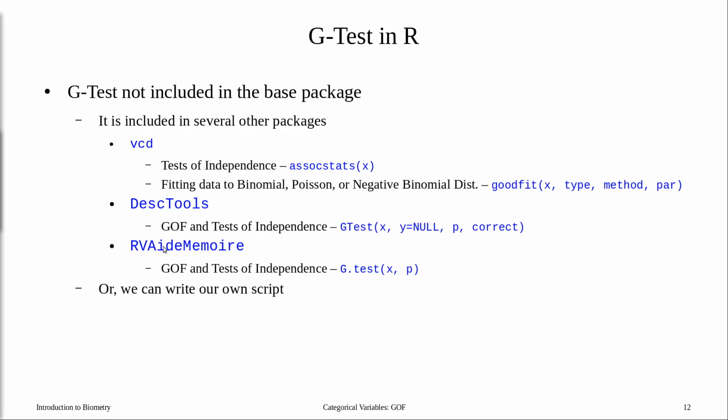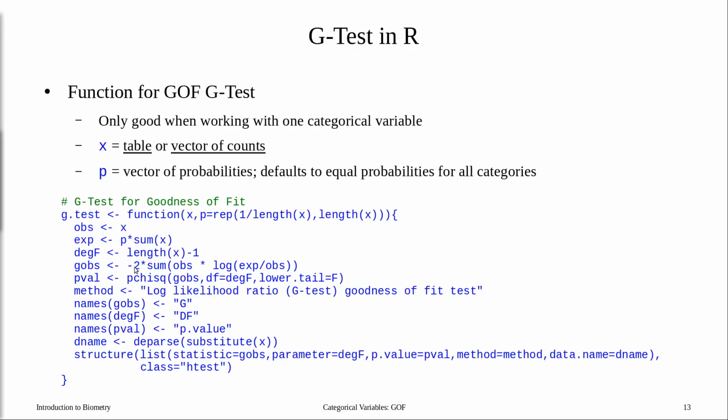So our alternative, instead of using a G test built into one of these packages, is that we can write our own script, and that's what I did here. This is going to be our function for the G test. It's going to take our vector of counts, so it'll take a table or an actual vector of counts, and it'll also take our vector of probabilities that we give it, and then it'll perform a G test and give an output.